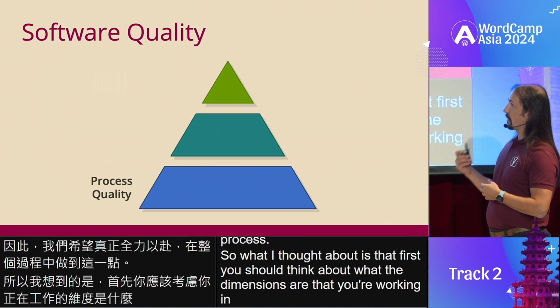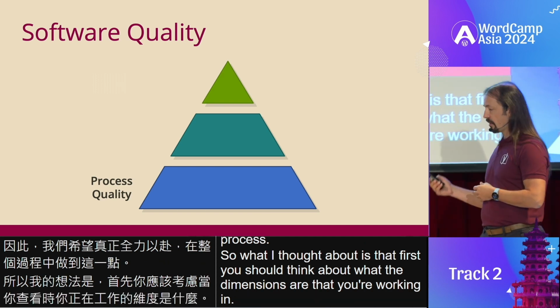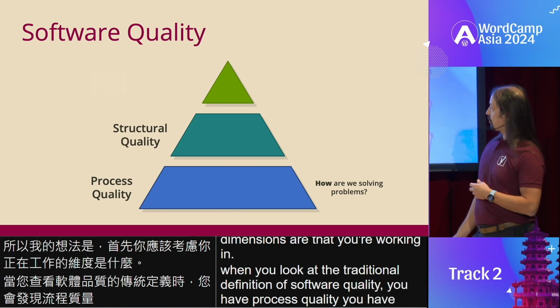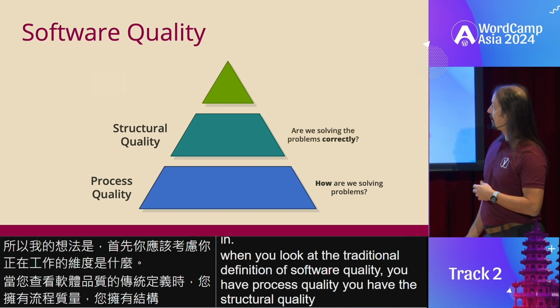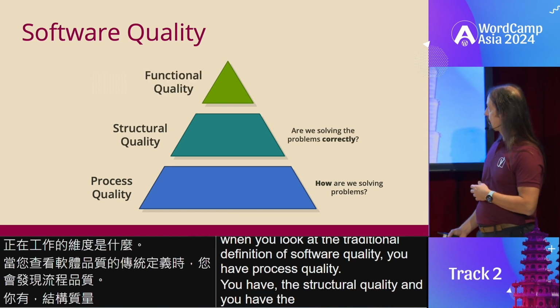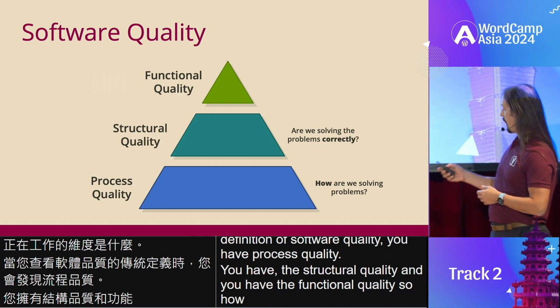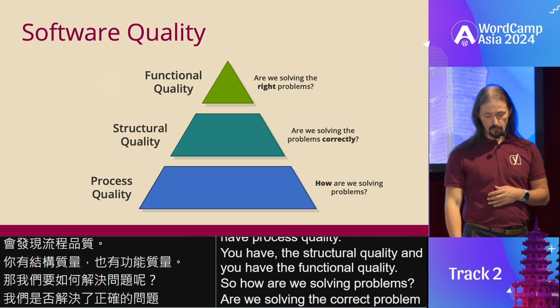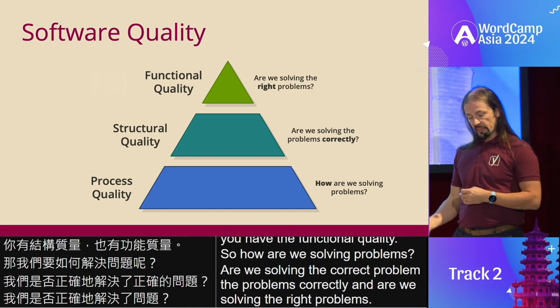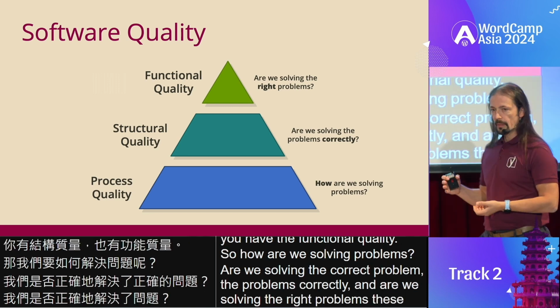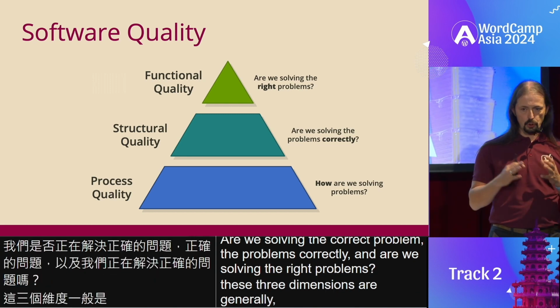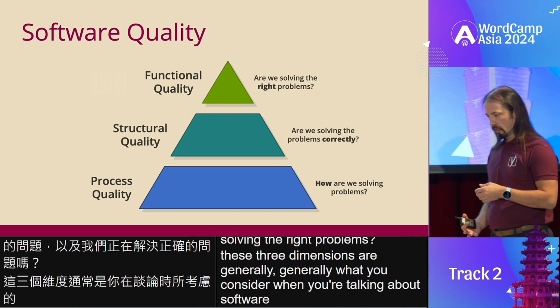When you look at the traditional definition of software quality, you have process quality, you have the structural quality, and you have the functional quality. So how are we solving problems? Are we solving the problems correctly, and are we solving the right problems? These three dimensions are generally what you consider when you're talking about software quality.